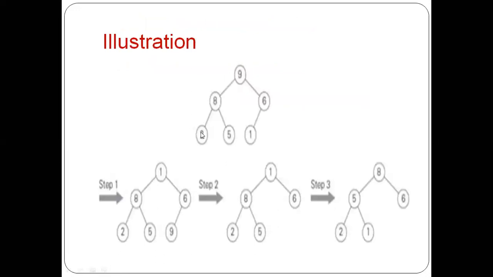So this was the array heap I am having. I want to delete 9 from this heap. What is the first step it was telling me? You interchange 9 with the last element in the heap. So 9 and 1 will be interchanging. That is the first part. Second step was telling you delete the last element. That means 9 has been deleted. So this was the remaining tree.